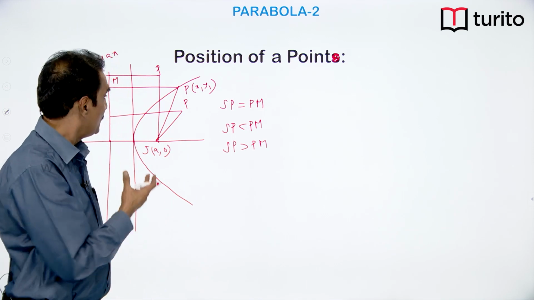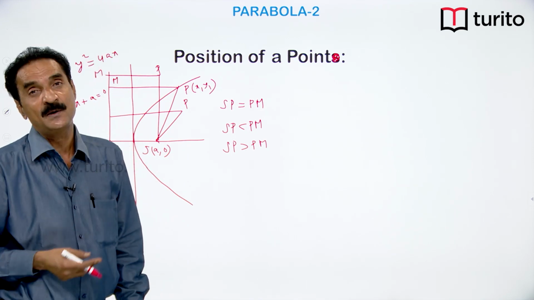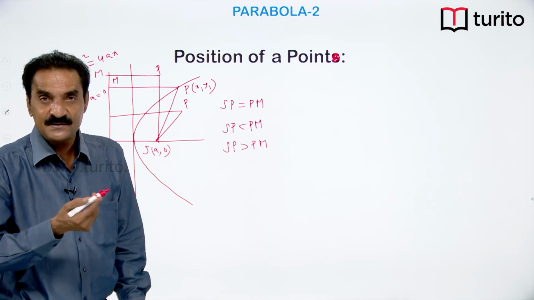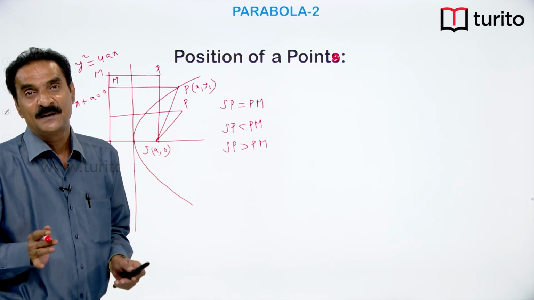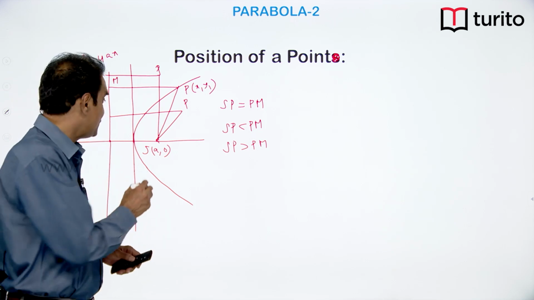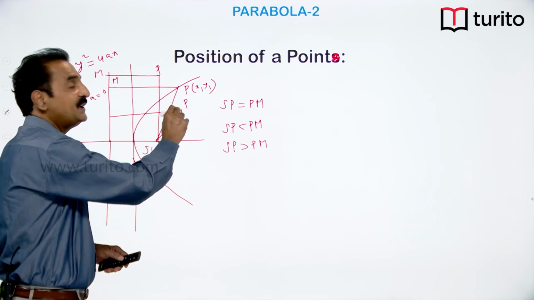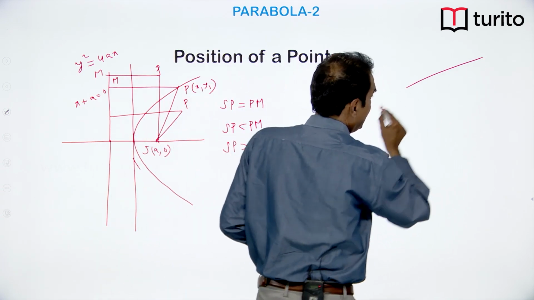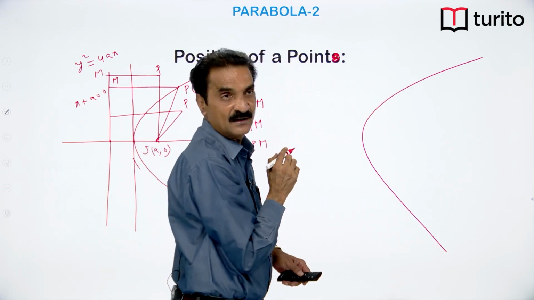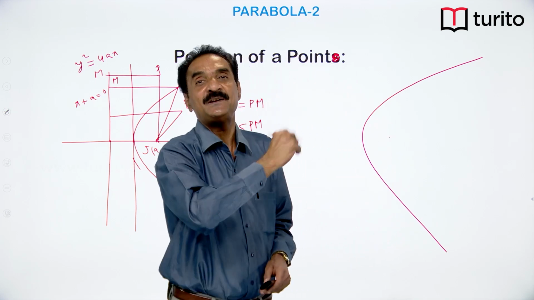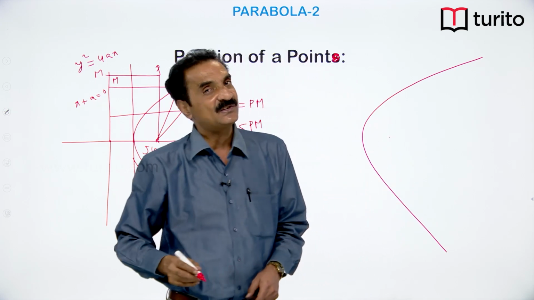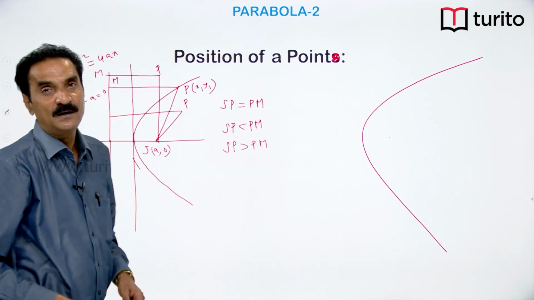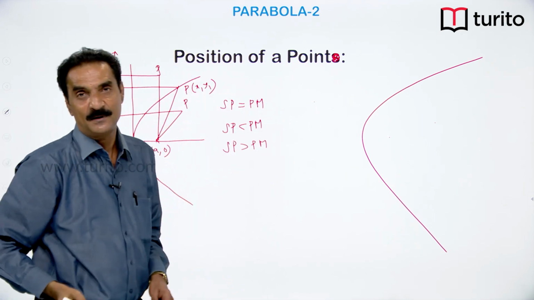But what is an interior point and what is an exterior point? What is the interior region? What is the exterior region? We have to define, because it is not a closed curve, it is an open curve. We define the region containing the focus as interior region. The parabola divides the whole xy plane into two regions, this and this. The region containing the focus is interior region, the other region is exterior region. So, if a point is here, we say that point is inside the parabola. If a point is here, it is outside the parabola.